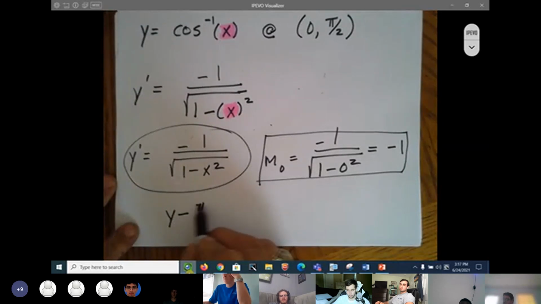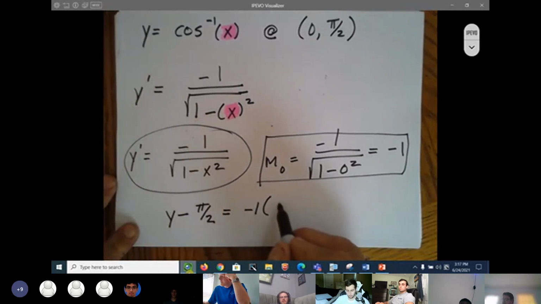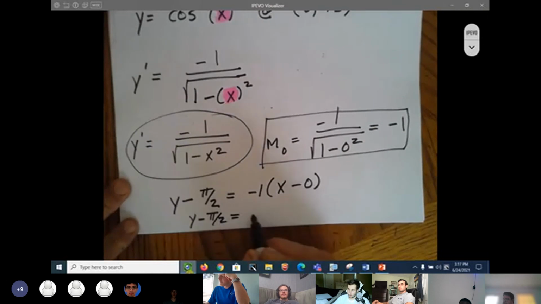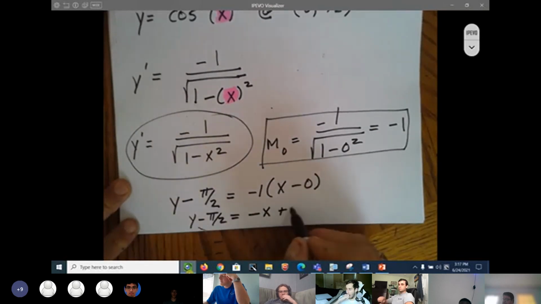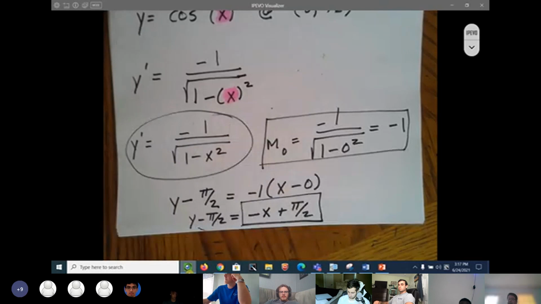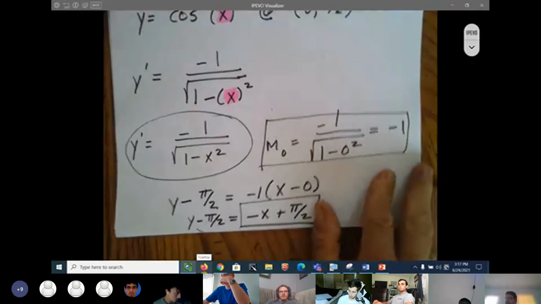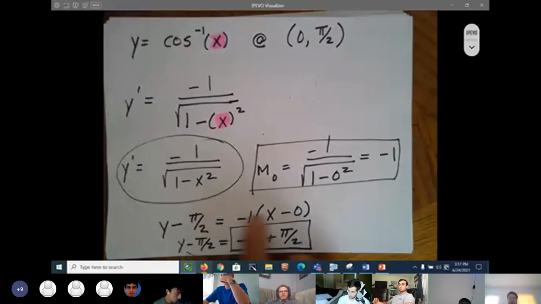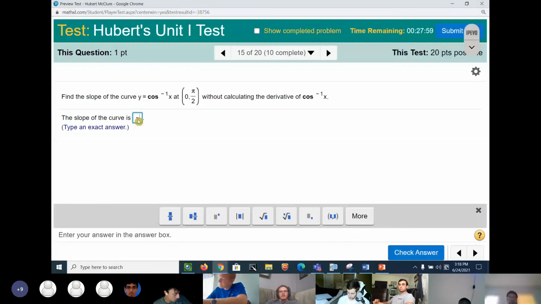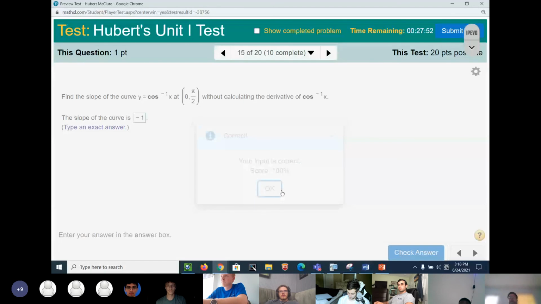y minus pi over 2 is equal to -1 times x minus 0. y minus pi over 2 is equal to -x. And bring this over, plus pi over 2. So your equation is y equals -x plus pi over 2 if they want it. You've got a point and a slope, you use the point slope equation. So let's see what they want. The slope of the curve is -1. They don't want anything else.